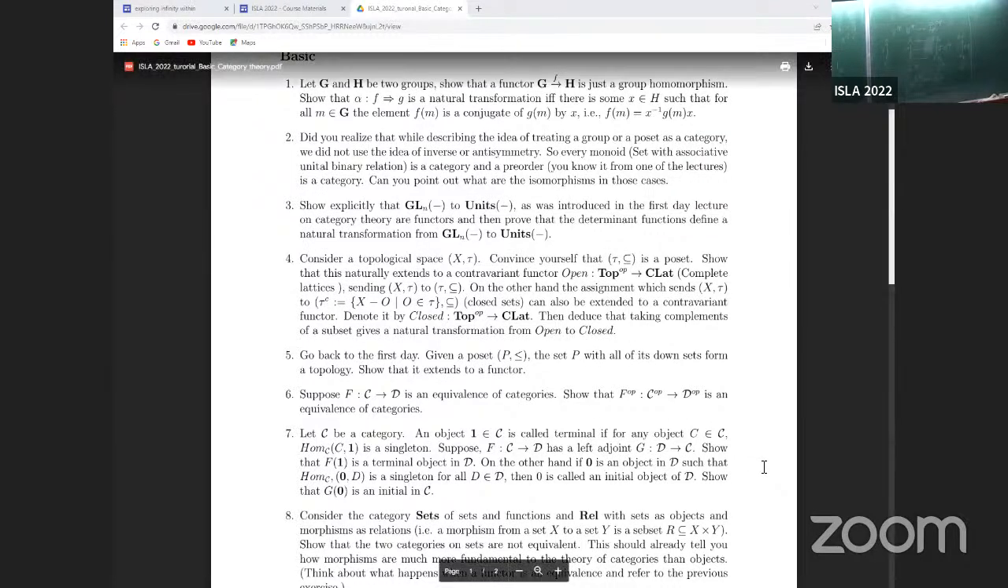Devanjan, are you solving any problem right now? Currently solving the 8th one. Okay. Did you solve the 7th one? Yes. Okay. All right.